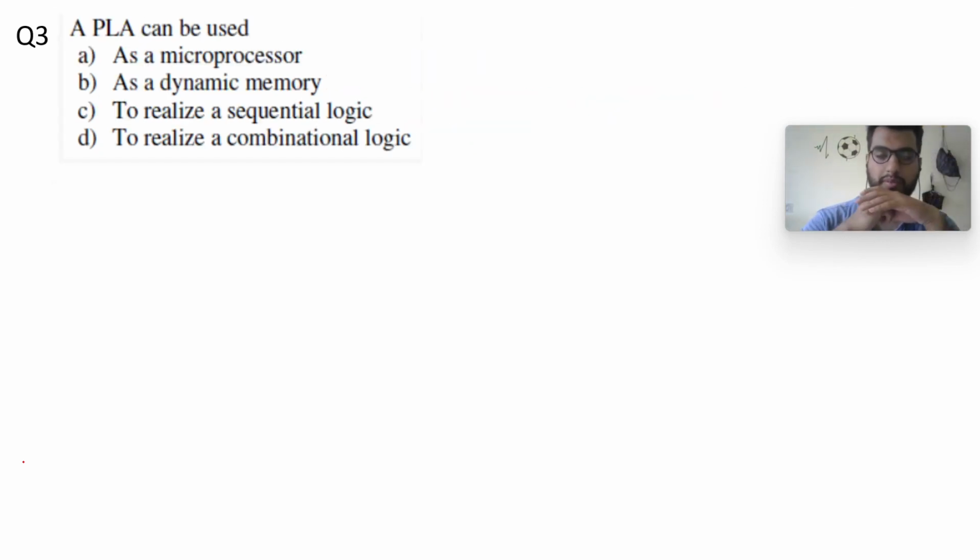Now question number 3: a programmable logic array can be used as a microprocessor, as a dynamic memory, to realize a sequential logic, or, option D, to realize a combinational logic. So a PLA can be used to realize a combinational logic. You people are aware of that, and in fact, one of the questions will deal with that at the end.